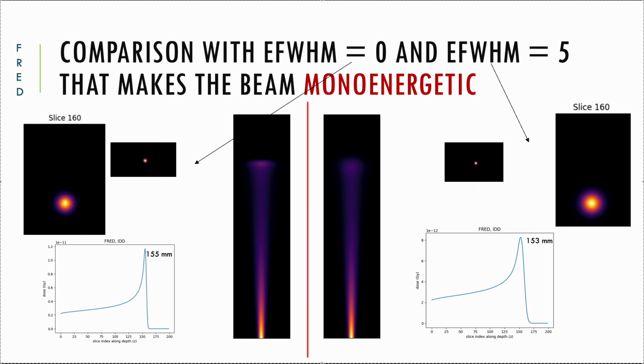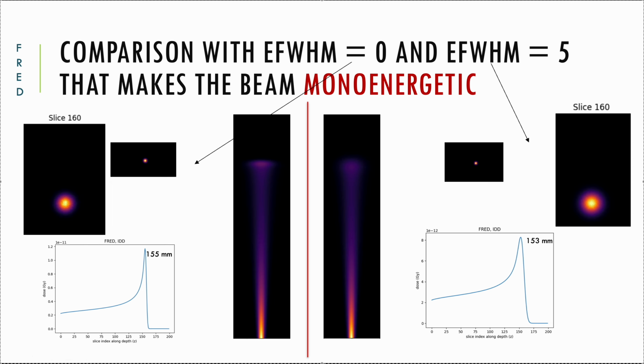But when the protons, the beam which I'm sending, is non-mono, with a full width at half maximum of 5 MeV, the Bragg peak shifted upwards. It's shallower than the monoenergetic one.